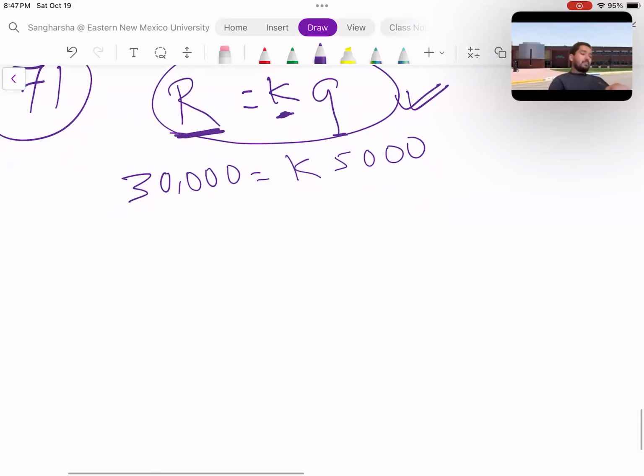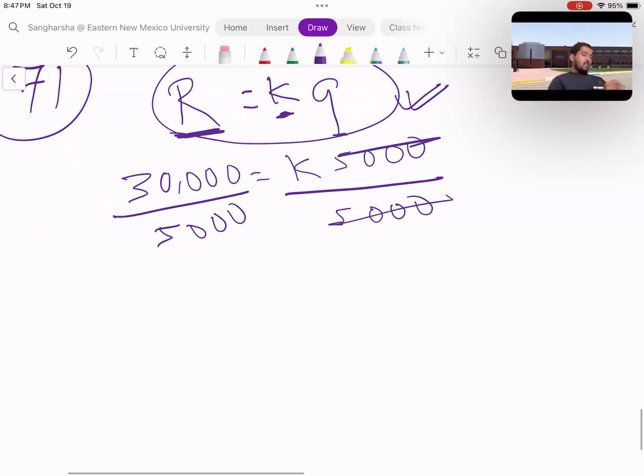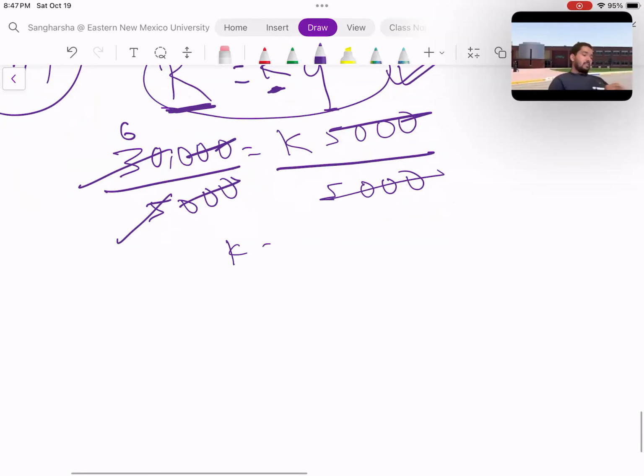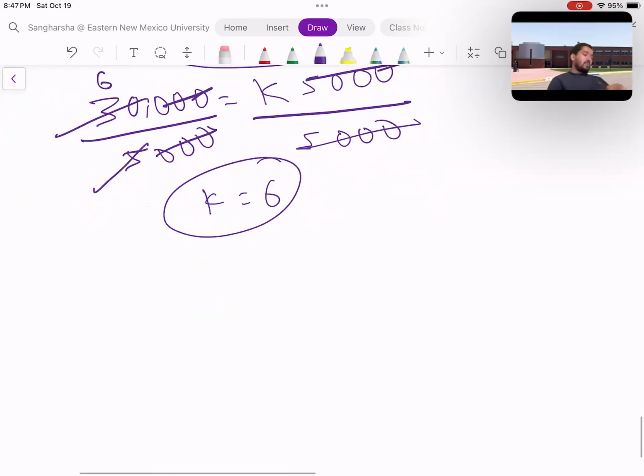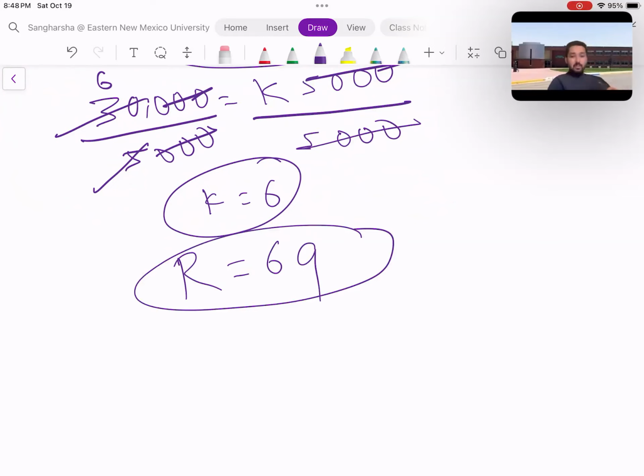You find the value of k by dividing both sides by 5,000. So this is gone, this is gone. 5 times 6 is 30. So your k equals 6. Now you substitute k equals 6 here, and you have the revenue function. Your revenue function is 6 times q. This is the revenue function.